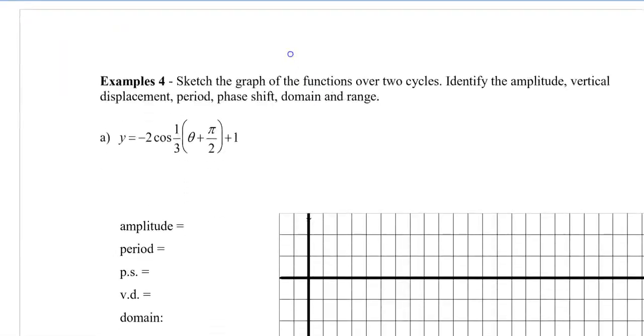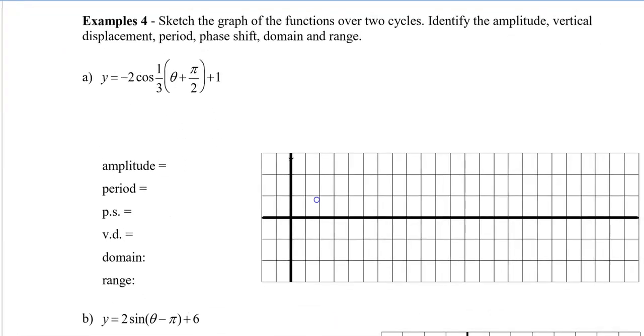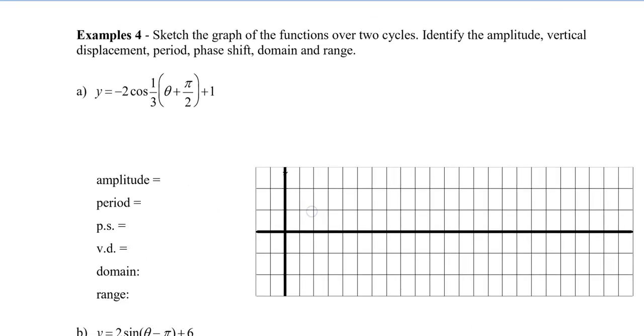And let's take a look at this by doing an example here. So we're going to do a cos example, and we're going to sketch this over 2 cycles. So let's identify all of these features. We have the amplitude, which is 2. We have our period, which is 2 pi divided by a third. So that's actually going to be 6 pi.